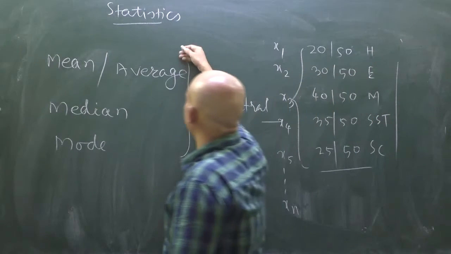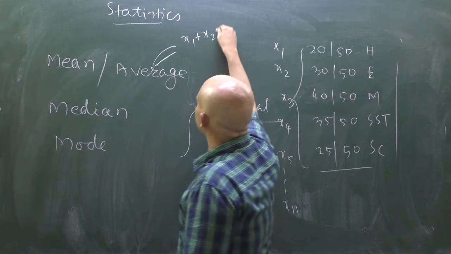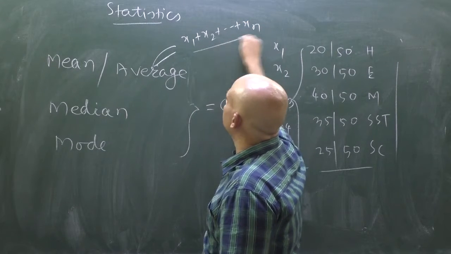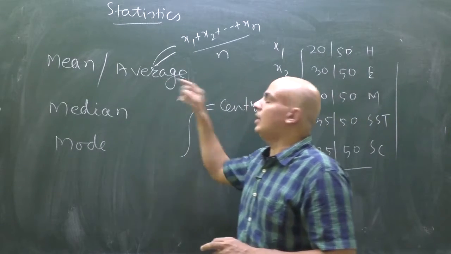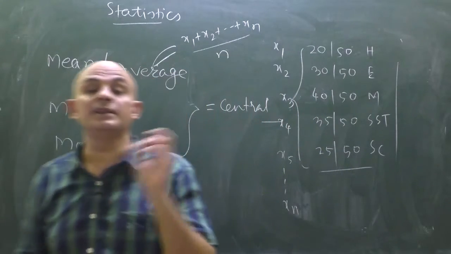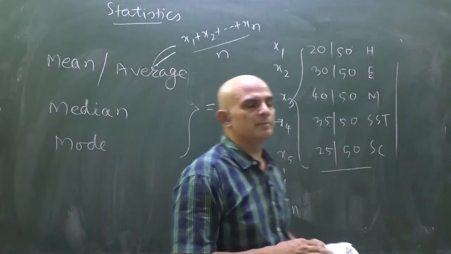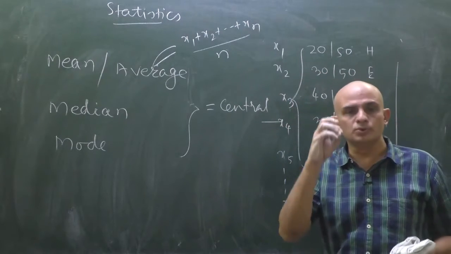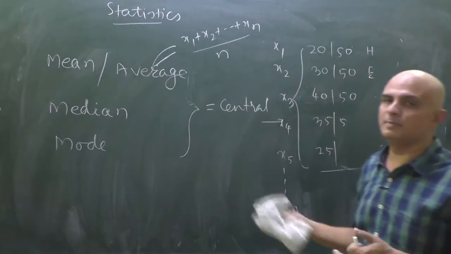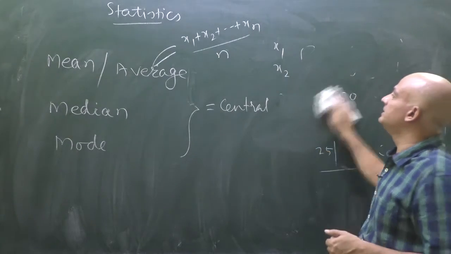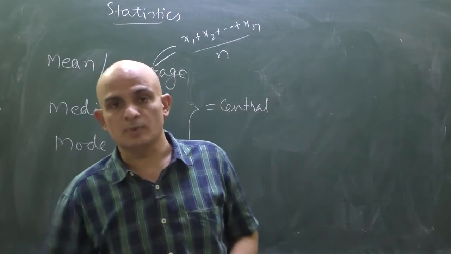Then how to find average or mean? To find this, we add all the xi's, x1, x2 up to xn, then divide by n. So this is the method of finding mean or average, and this mean is also known as arithmetic mean. There are three kinds of means. So what mean I am discussing with you, you can just Google how many means there are. This is arithmetic mean.